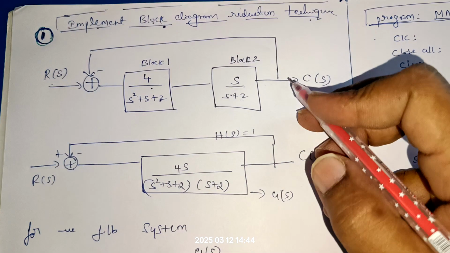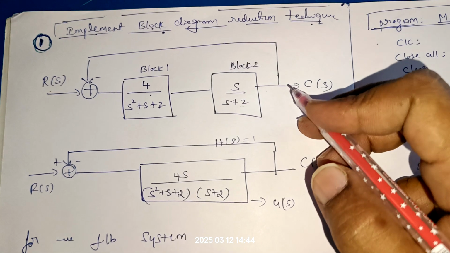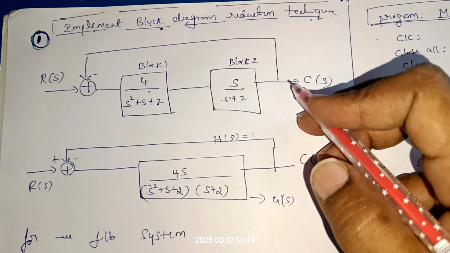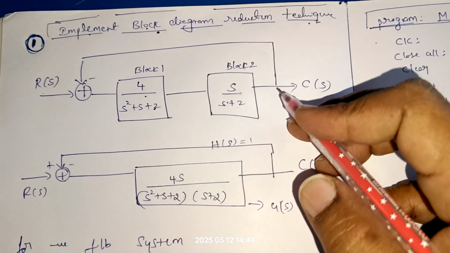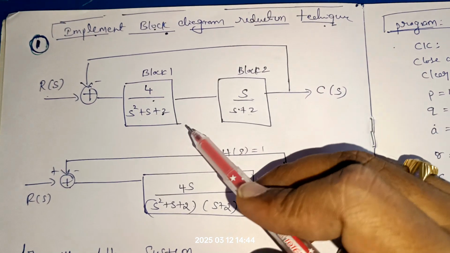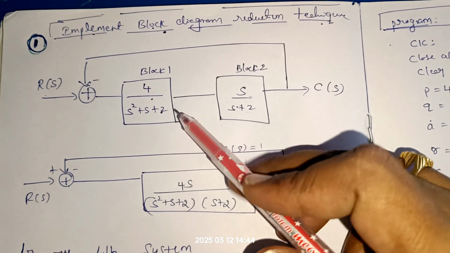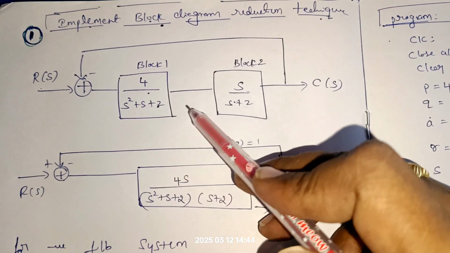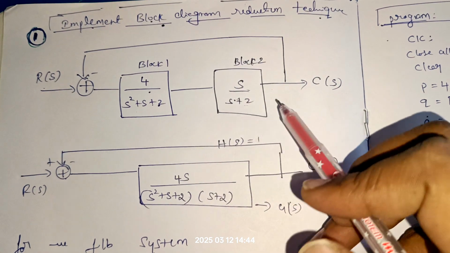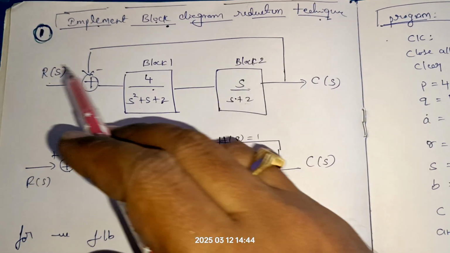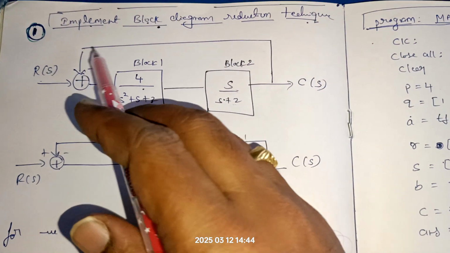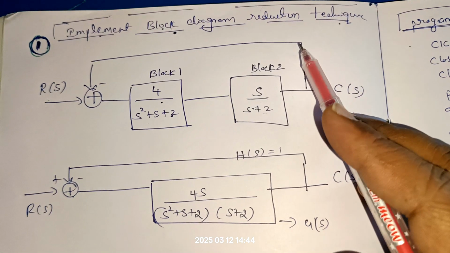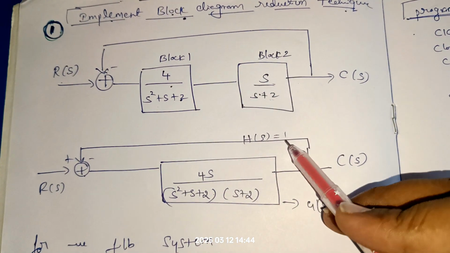We will see here how to implement the block diagram reduction technique using some Matlab code. For this, first we will take the block diagram like this: R of s, then 4 by s square plus s plus 2, which is block number 1, then s divided by s plus 2, and the output is C of s. Feedback is given. Here it is unity feedback, so nothing is connected. That's why H of s equals 1.